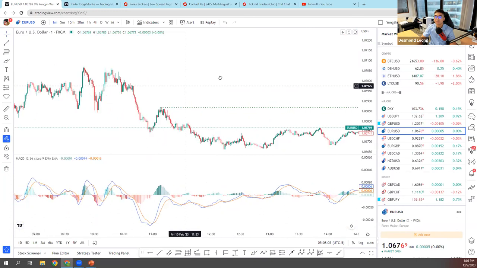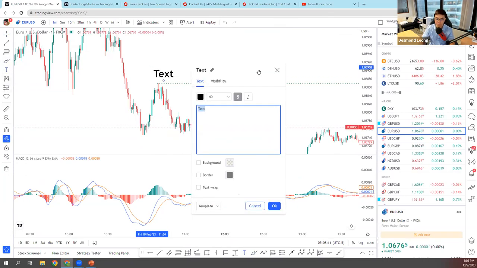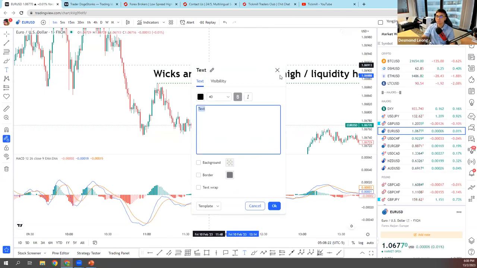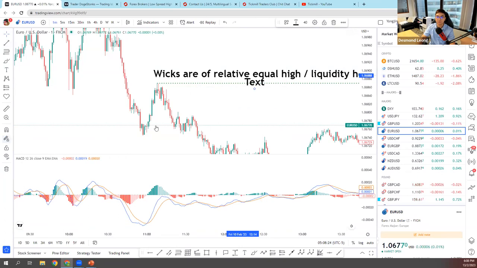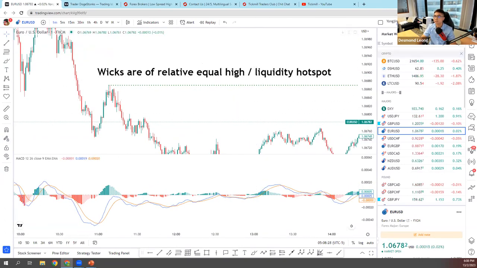If you zoom in, you notice the relative equal highs. I'm looking at the wicks, W-I-C-K-S. Wicks of relative equal highs are liquidity hotspots. Feel free to screenshot it down. I'll screenshot it, send it to chat, copy chart, copy link to the chart image, and I'll send it to you guys.